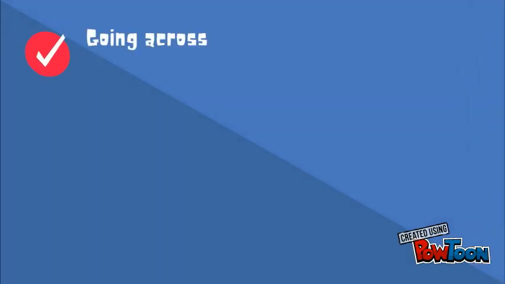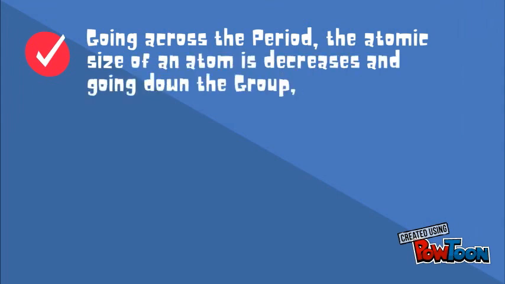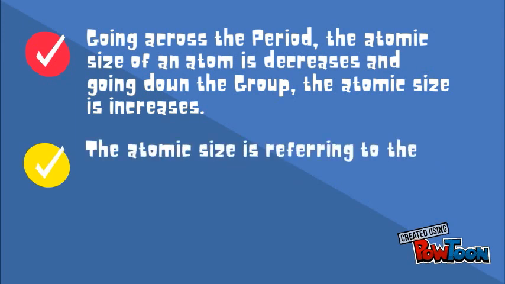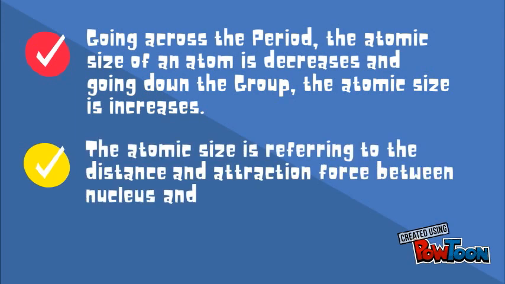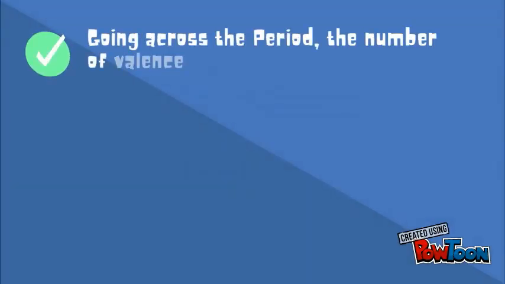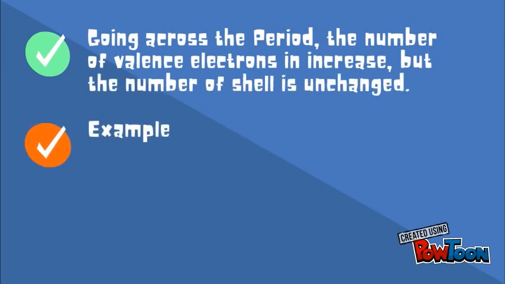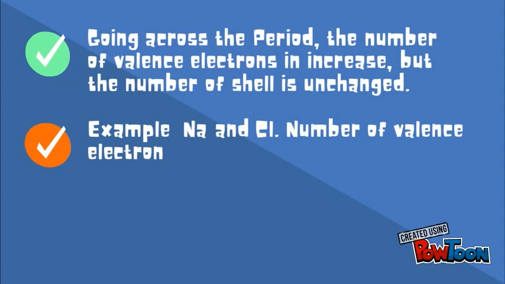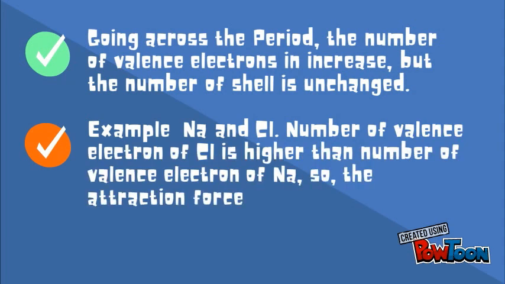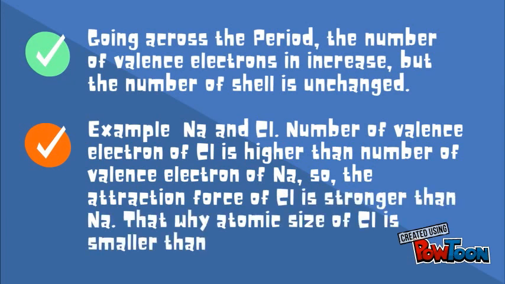Going across the period, the atomic size of an atom decreases, and going down the group, the atomic size increases. The atomic size is related to the distance and attraction force between nucleus and valence electrons. Going across the period, the number of valence electrons increases, but the number of shells is unchanged. Example, NaCl. The number of valence electrons of Cl is higher than that of Na, so the attraction force of Cl is stronger than Na. That's why the atomic size of Cl is smaller than Na.